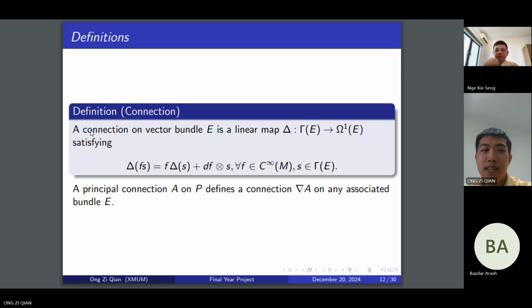And next one, a connection on a vector bundle E is a linear map from the smooth sections to the one forms, and it should satisfy the Leibniz rule. We have so many definitions, so I decided to put one example for this.